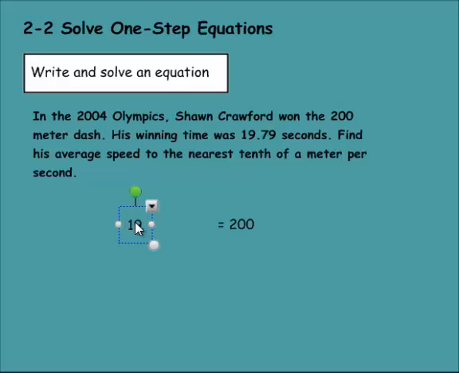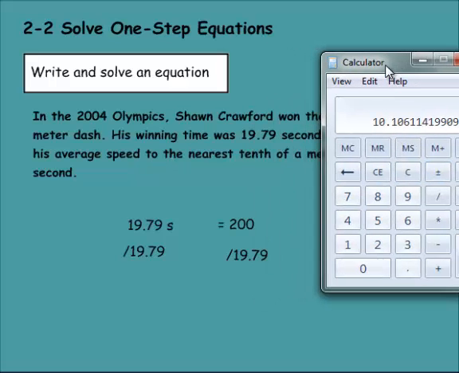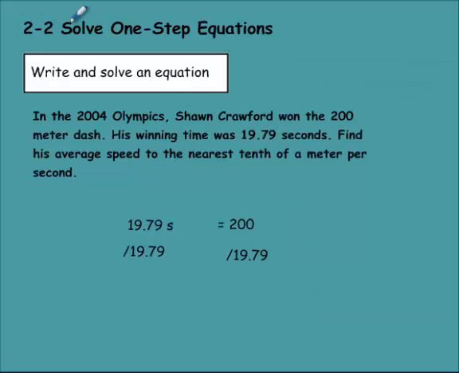So if he traveled in a total time of 19.79 seconds, what's our rate, or what's our speed, right? We need to find his average speed. So we'll do S for speed. So 19.79 seconds times the speed equals 200 meters. So we divide both sides by 19.79. And that would give us 10.1, to the nearest tenth, right? So it'd just be 10.1 meters per second.